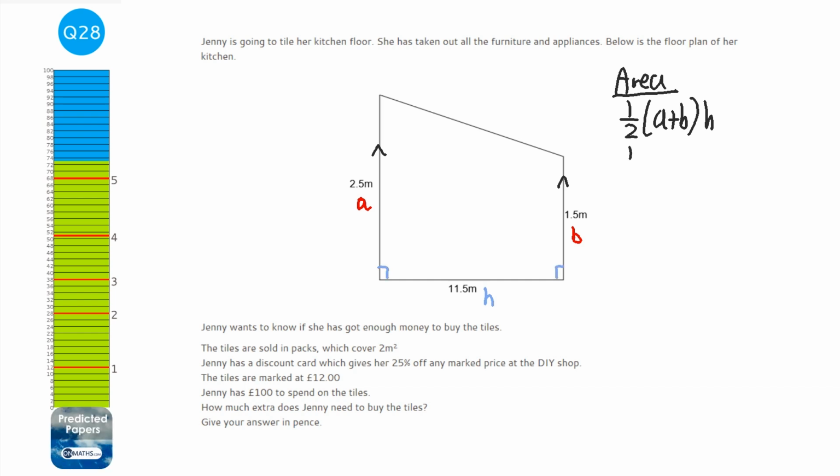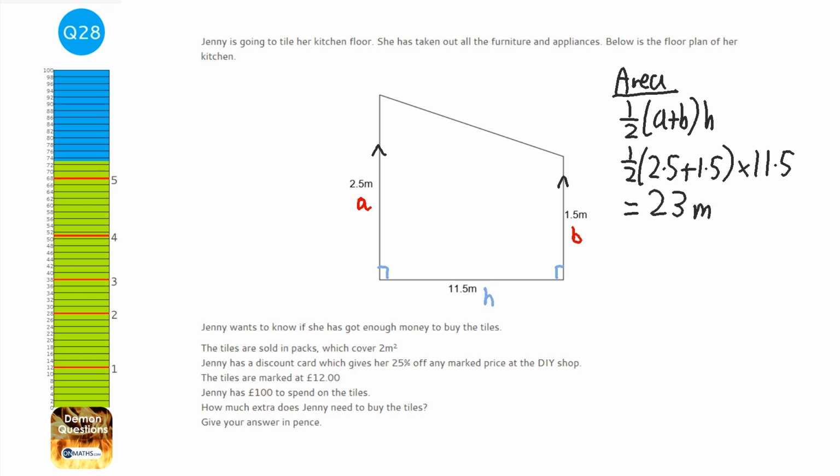So half times (2.5 plus 1.5) times 11.5. So I can get my calculator out and I can do 0.5 times brackets 2.5 plus 1.5 close brackets times 11.5. And that gives me the answer of 23. So the area of this is 23 meters squared. Okay, so I've managed to work that out. Let's have a look. So tiles are sold in packs, 25% off marked price, and they're marked at £12.